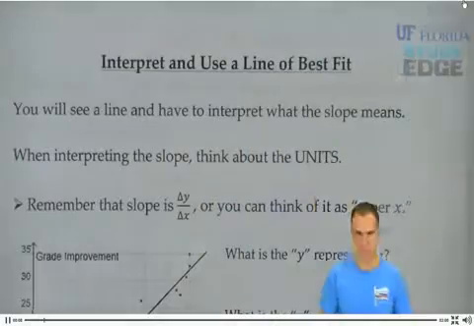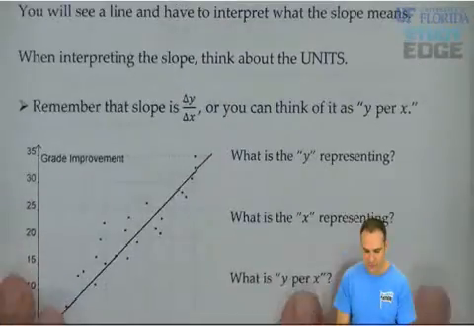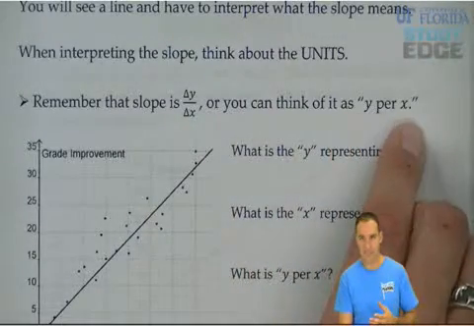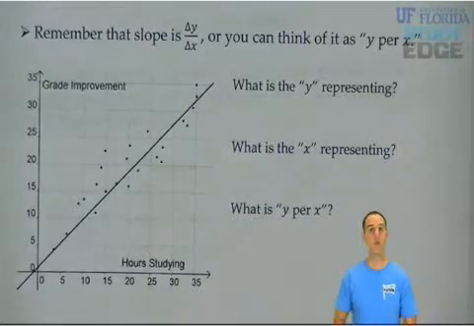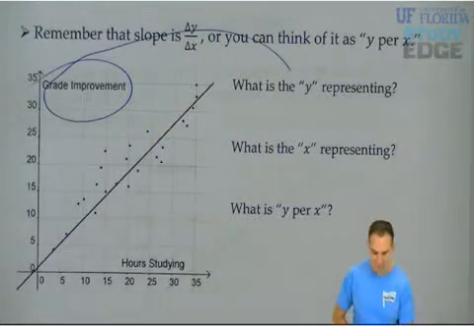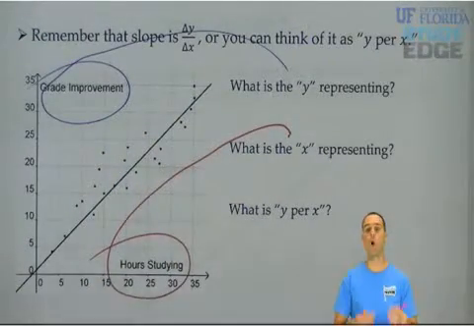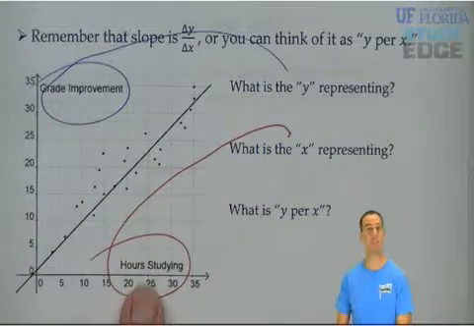Questions that ask you to interpret and use a line of best fit usually ask what the slope of the line means. So when using the slope, think about the units. And remember, slope is change of y over change of x, or you can think of it as y per x. For example, given the following graph, what is the y representing? The y-axis is going to be, of course, grade improvement. What is the x representing? The x is representing hours of study. So what is y per x? Y per x would be grade improvement per hours of study.